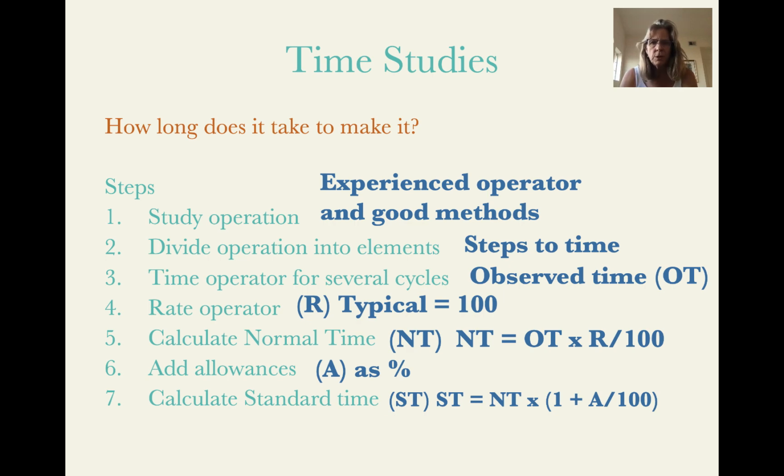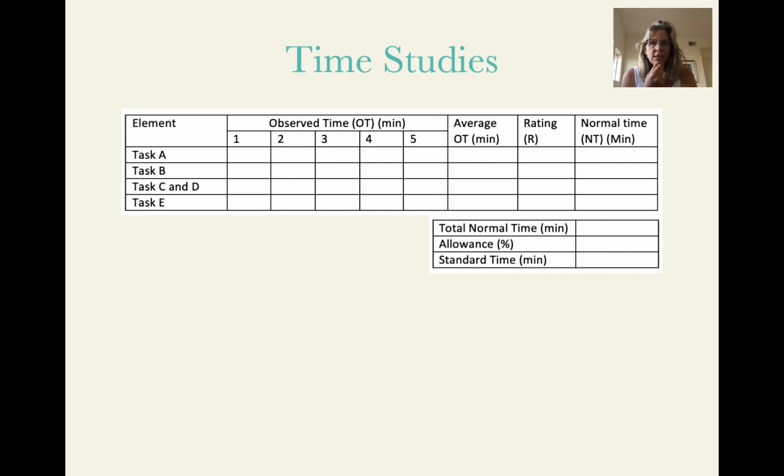So I'll go through a little example here. We have a time study sheet where I've defined these elements: task A, task B, task C, task D, and task E. I'm going to observe them 5 times, then watch and decide on a rating, and then calculate normal time and standard time. So I've gone through and observed them, and I have these values in here.